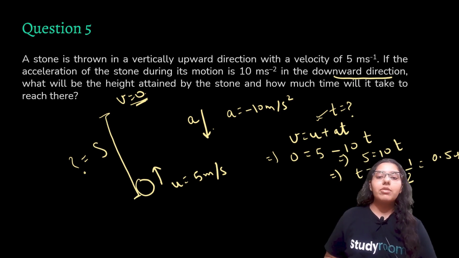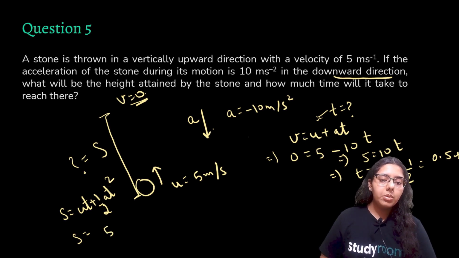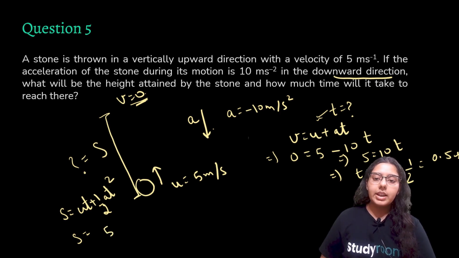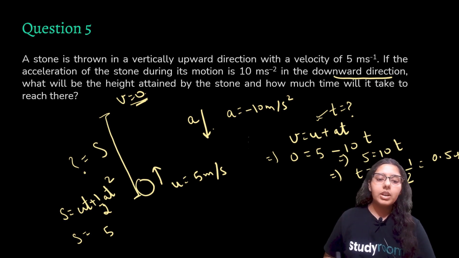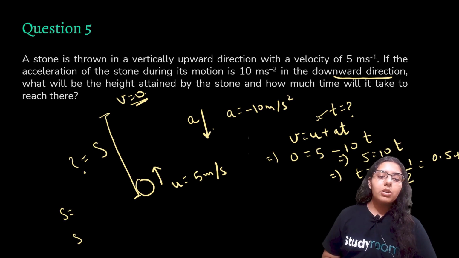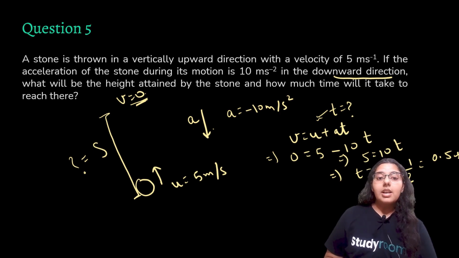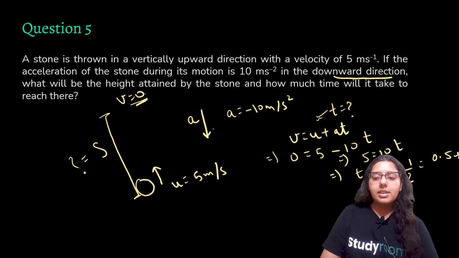So next part, what will be the height attained? Simply, which equation will we apply? S equals ut plus half at square, right? So S equals u into t, 5t, and what is your t? We just found out 0.5. But you can also directly use the third equation of motion. It will be smarter because you already have the information in the question, and you can directly apply your third equation of motion here, right?